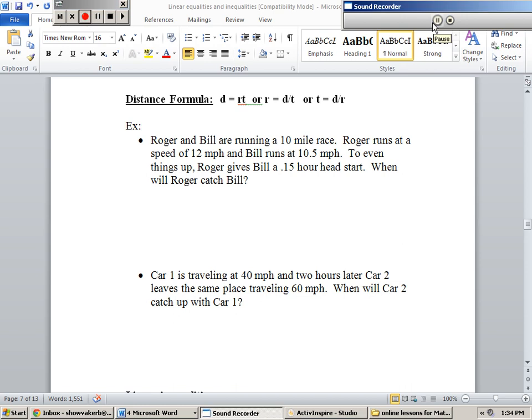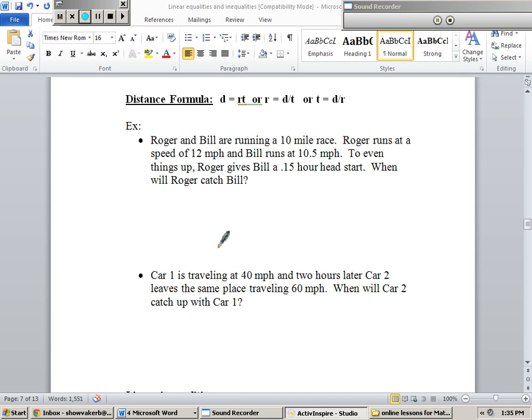Now that we've rethought this, what we have is we want to know when their distances will be equal, or when Roger will catch up. And there's nothing wrong with rethinking a problem several times. I want to know when Roger will catch up with Bill. Well, Roger's running 12 miles per hour, and he's doing it 0.15 less than Bill. Bill is running 10.5 miles per hour for x amount of time.